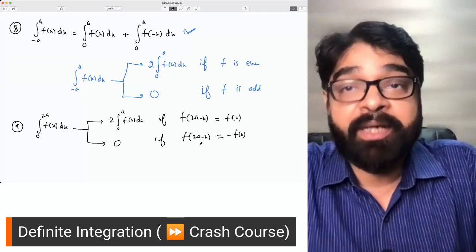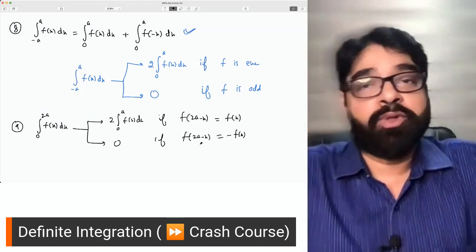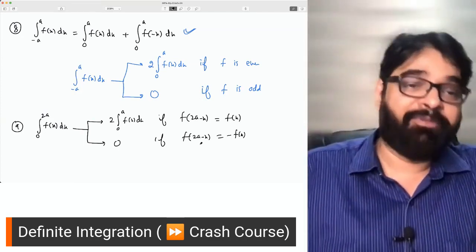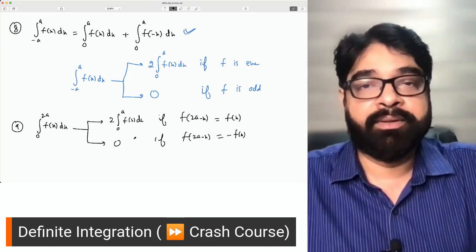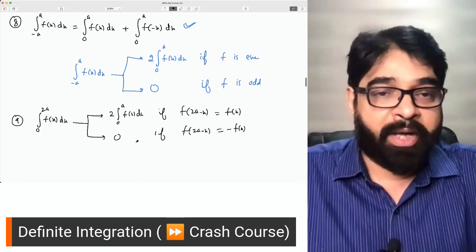What is the meaning of half limit? Whenever we have to integrate, suppose the integration is from 0 to 10, and I want the answer in terms of 0 to 5. So the half limit property will be used. Right? We'll see the application of these things. Don't worry. Okay.